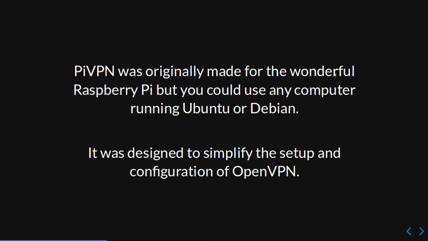PiVPN was originally made for the wonderful Raspberry Pi, but you can use it on pretty much any computer running Ubuntu or Debian. It was designed to simplify the installation and setup of OpenVPN. If you have tried to do that yourself from scratch, it can be surprisingly complicated. And hopefully in this little video tutorial, you'll be surprised about how easy PiVPN is to install.